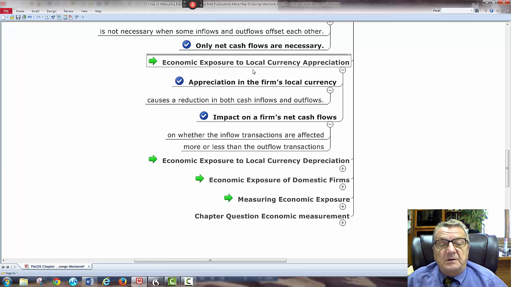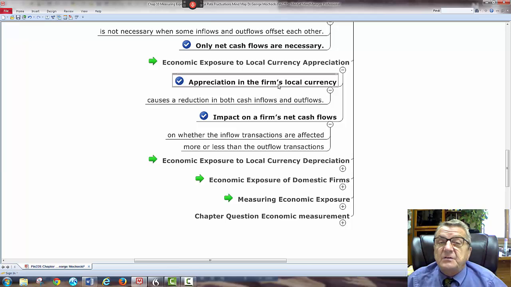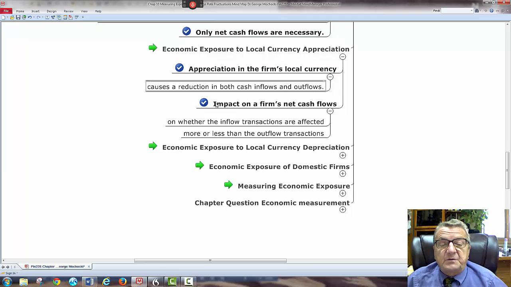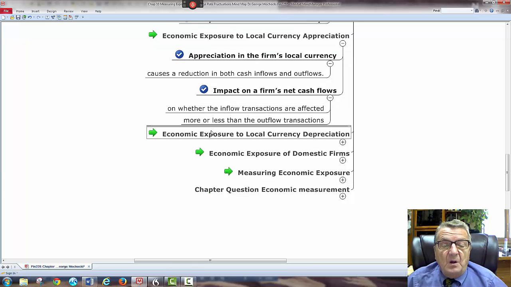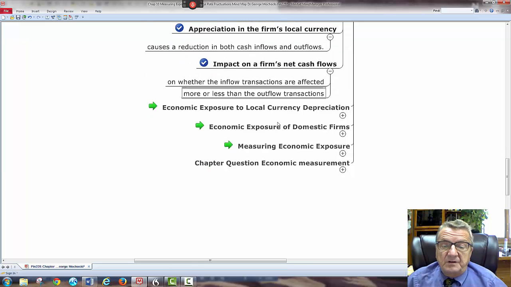Economic appreciation of the firm's local currency causes a reduction in both cash inflows and outflows. I'm going to make this a little different when I'm doing the constant math. I'll put it this way; I think it'll be a little easier to see. The impact on a firm's net cash flows depends on whether the inflow transactions are affected more or less than the outflow transactions. Okay. Economic exposure to local currency depreciation.